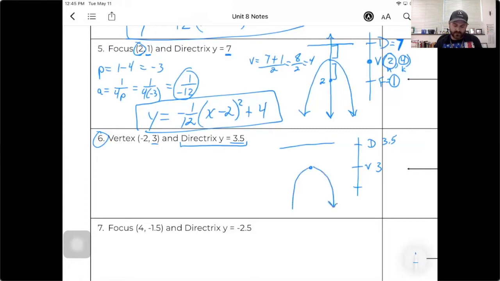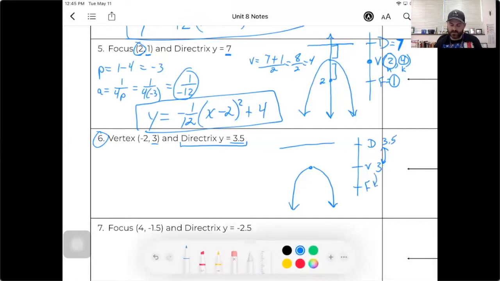So this opens down. So my focus has to be the same distance below 3 as the directrix was. Well, to go from 3 up to 3.5, we added 0.5. So to go from 3 down, we do minus 0.5. Okay, that's my p-value, 0.5. And it'll be a negative p-value because this opens down. Okay, so there's that 2.5 for that focus point.